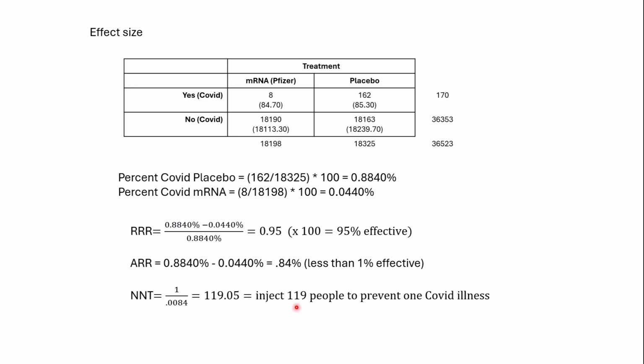I've got to administer a lot of mRNA injections. I'm sorry, I've been misspeaking here. The Pfizer injection. I've got to administer a lot of Pfizer vaccines just to prevent 1 COVID illness. So this again makes it sound like the Pfizer vaccine is not very effective. But if I'm Pfizer, I'm looking at this, it's 95% effective. So we're in this kind of bizarre no man's land with all of these effect sizes. They're all perfectly legitimate, but they're telling you different stories.